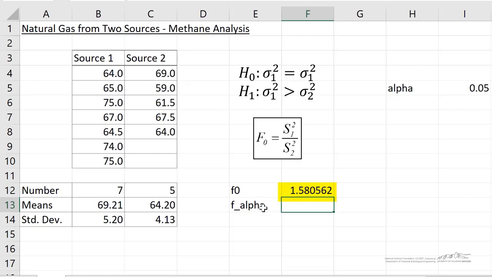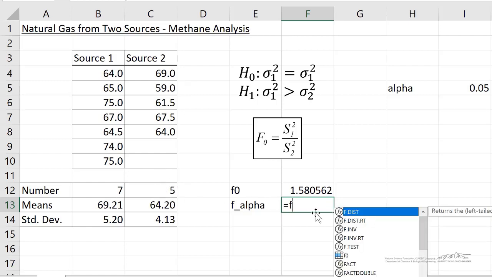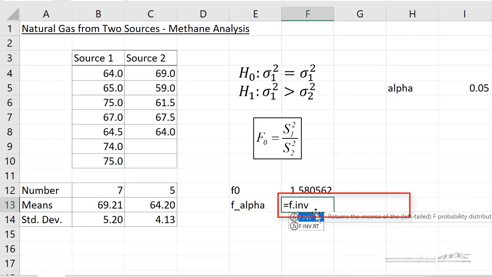That's our test statistic. And now for an upper tailed test, we're comparing to F of alpha with 6 degrees of freedom in the numerator and 4 degrees of freedom in the denominator. So we can compare this to the F alpha, F.INV. This is going to be a right-tailed function. We're going to put 5% into the right tail.